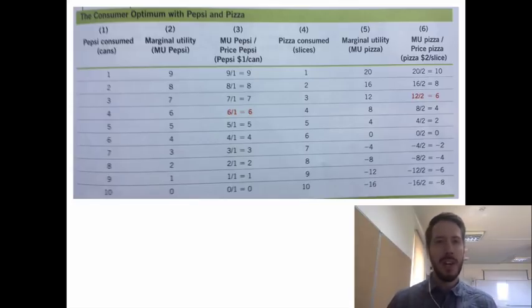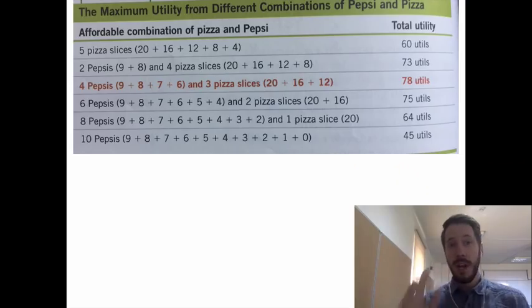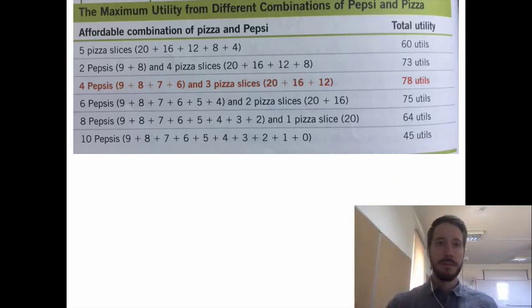So pause this video and think, what's the combination to get the most utility? Pause the video, figure it out. Did you try it? Let's see. So the perfect combination here. Let's say I got 5 pizza slices. I would add up all the utils, and here's your total. Let's say I could do 2 Pepsi cans and 4 pizza slices. There are a lot of combinations you could do for this. But the best bang for your buck, the best consumer optimism, is 3 pizza slices and 4 Pepsis.